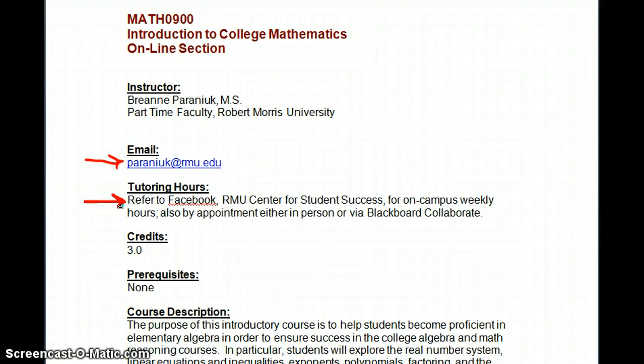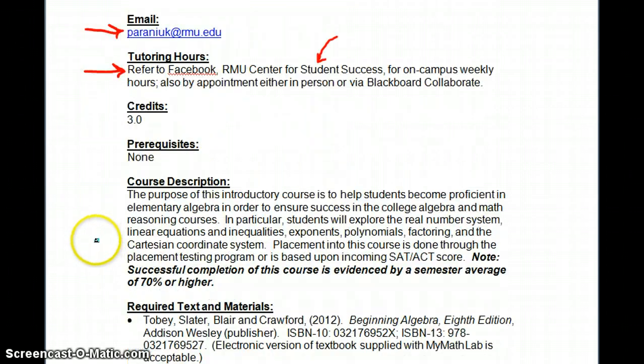They have a professional tutor named Polly Delamo who works with our students, and they also have student volunteers that work in the Center for Success with the students as well. So please refer to Facebook or directly to the Center for Student Success to see how you can get some help there. You can either go by appointment or via Blackboard Collaborate.